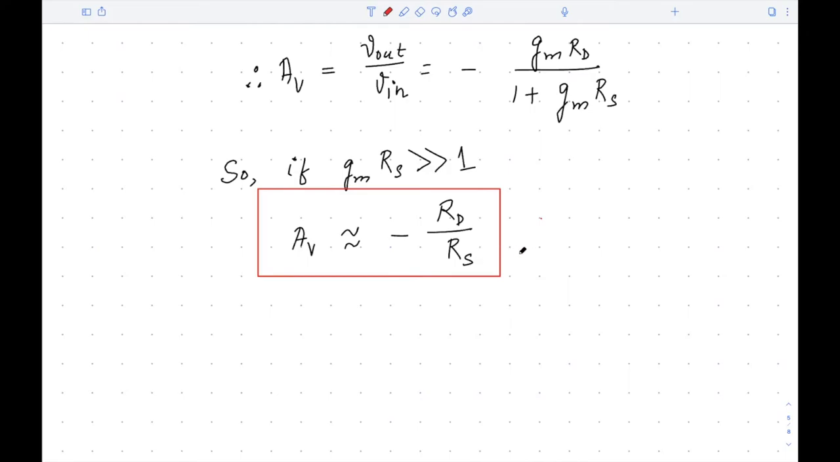This configuration is widely used, especially when we want to make the gain independent of the transconductance gm. If I want the gain to be just the ratio of the two resistors, this kind of configuration is used. With this approximation, when gm RS is very high, the gain is RD by RS, which is the ratio of two resistances, and it is independent of gm. So people try to develop this kind of circuit.